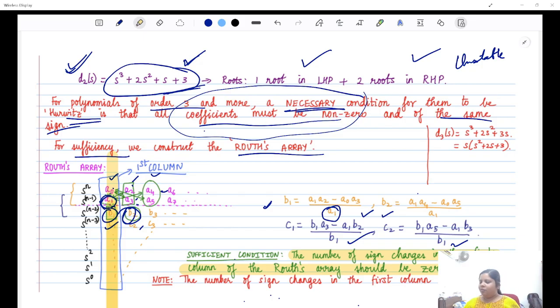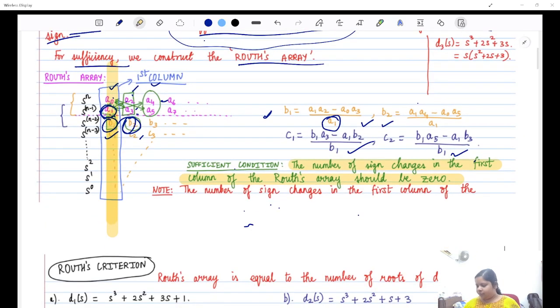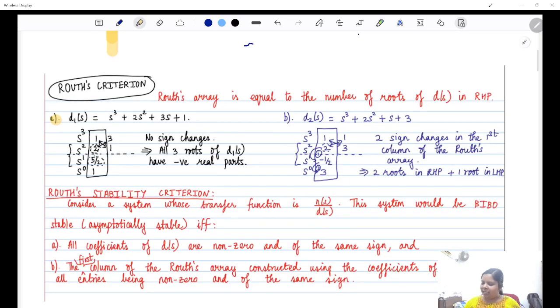Alright. So we'll have many examples for this also. In this case you can see Routh's array is constructed over here. So how do you do it?